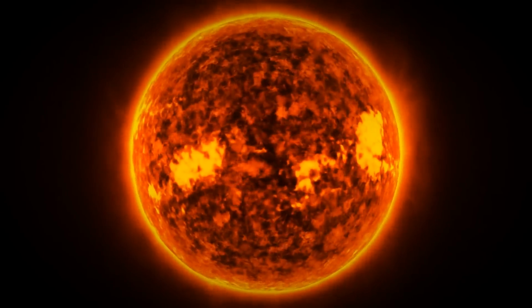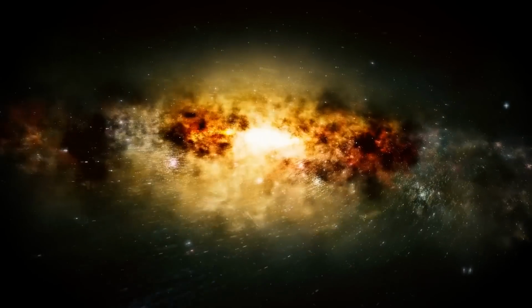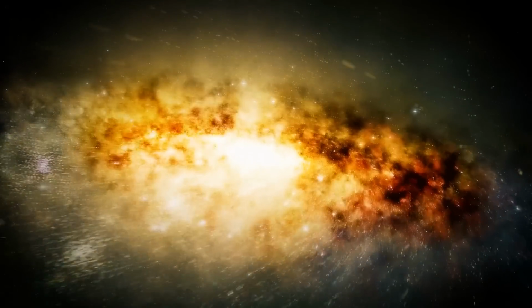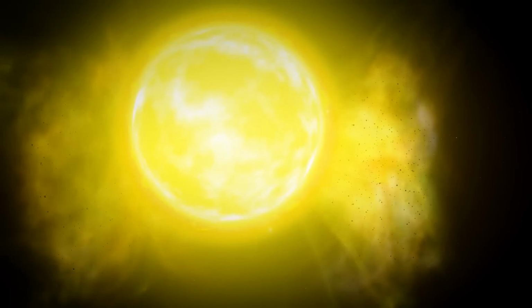Let's dive into a different scenario called the core accretion theory. Picture a big cloud of dust twirling around in space. That's where the action begins. Over time, this cloud starts pulling in an astounding 99.8% of all the matter, eventually creating our sun right at the center of our solar system.